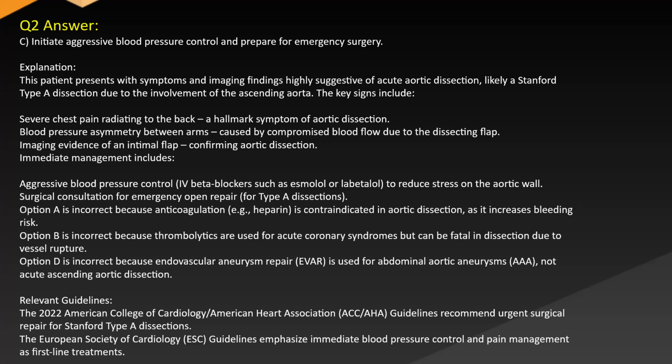The key signs include severe chest pain radiating to the back, a hallmark symptom of aortic dissection; blood pressure asymmetry between arms, caused by compromised blood flow due to the dissecting flap; and imaging evidence of an intimal flap, confirming aortic dissection. Immediate management includes aggressive blood pressure control, with beta blockers such as esmolol or labetalol to reduce stress on the aortic wall, and surgical consultation for emergency open repair for type A dissections.